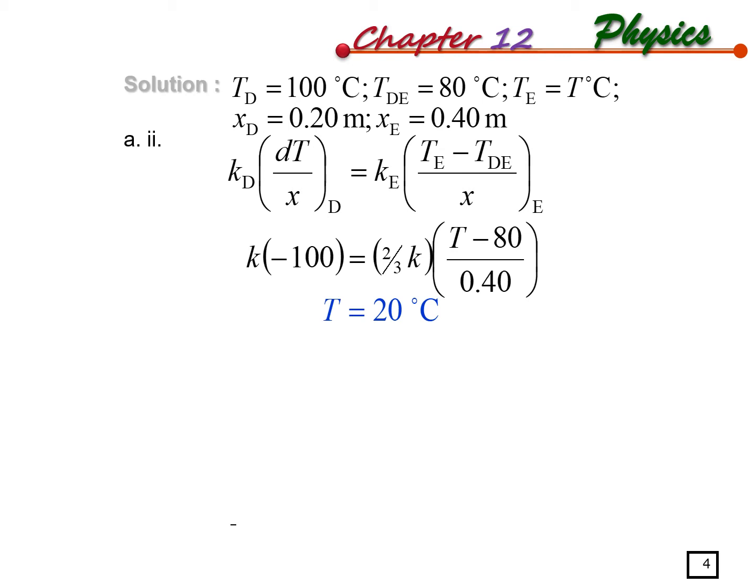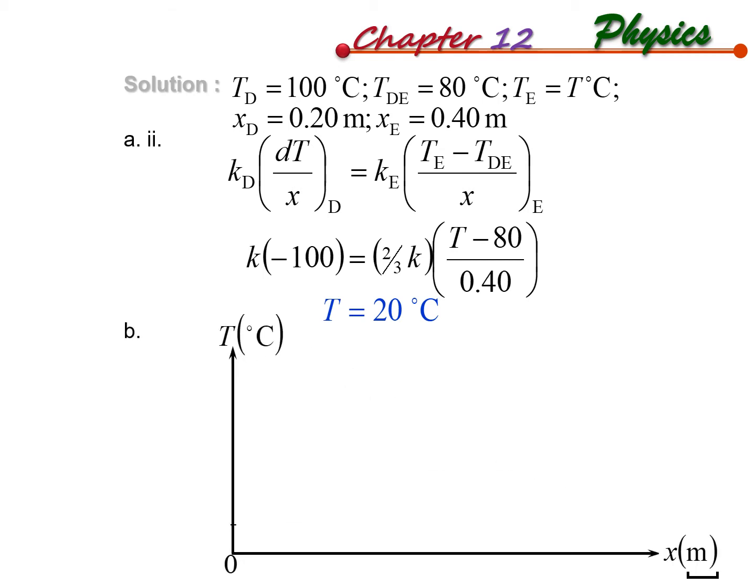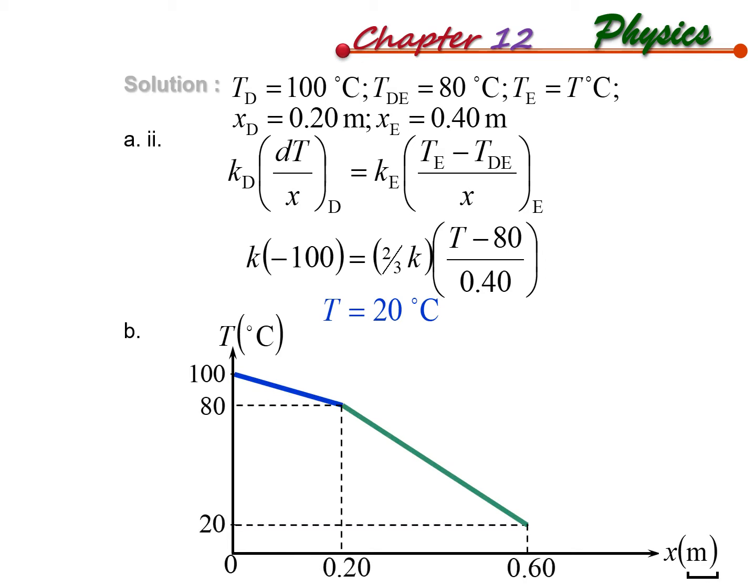For question B, for the temperature gradient, from the initial point, temperature 100, at 0.2 it becomes 80, and then from there onward at 0.6 it becomes 20, which will be the final temperature.